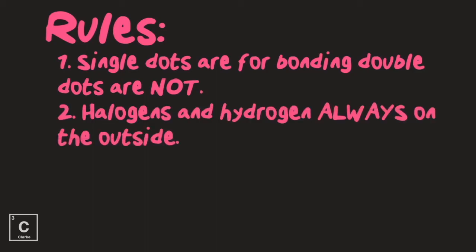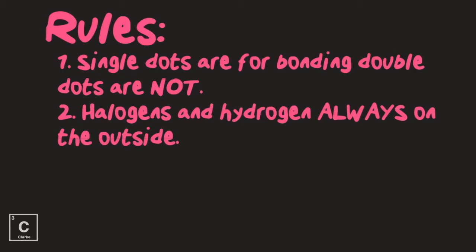Halogens and hydrogen always are on the outside. Now, these might not all be in a line. Outside, I'll explain that once we get going. But halogens and hydrogens have to be on the outside. Let me explain that because it's going to show you rule number 1 and rule number 2.